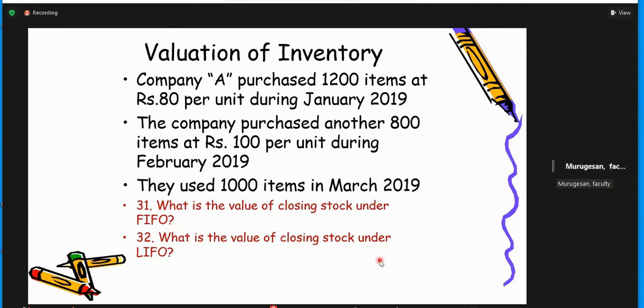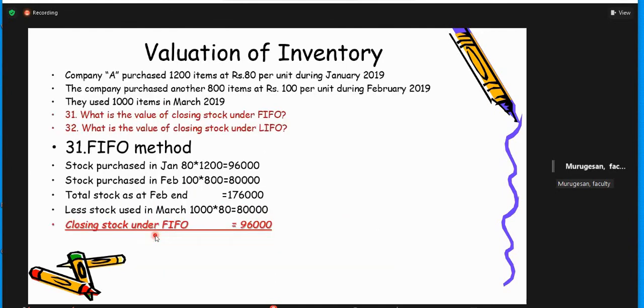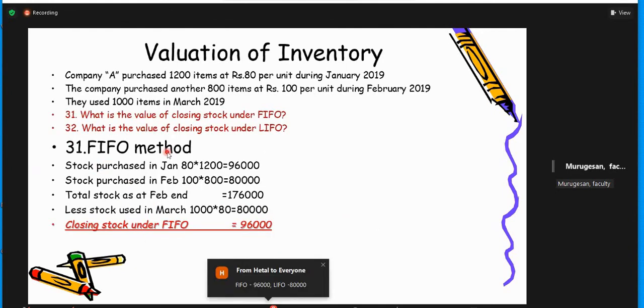What will be the value of closing stock under LIFO? Alright, great. 80,000, very good. Now the calculation is under the FIFO method. First we will do the FIFO method.